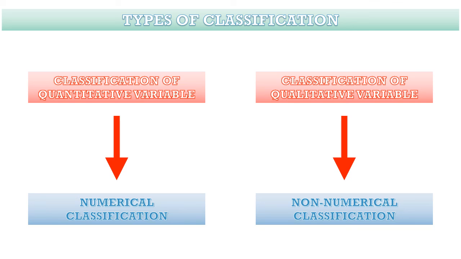So types of classification: quantitative variable and qualitative variable. Quantitative variable means numerical classification and qualitative variable means non-numerical classification.